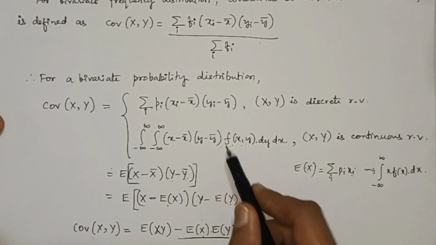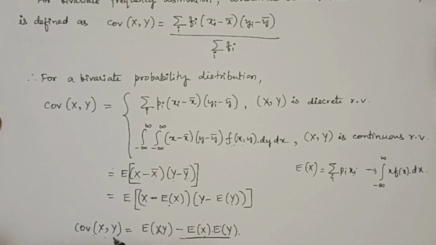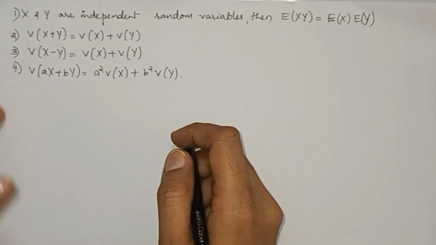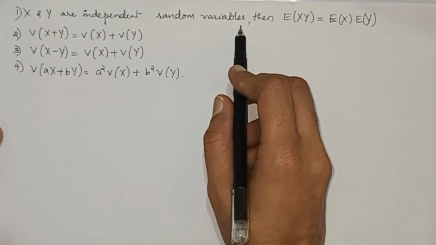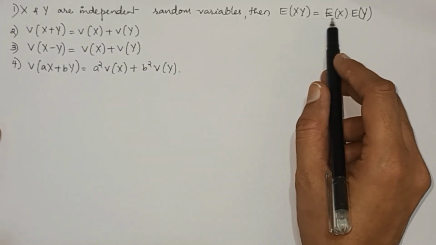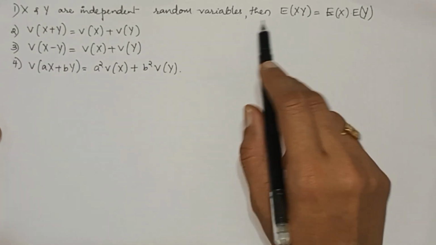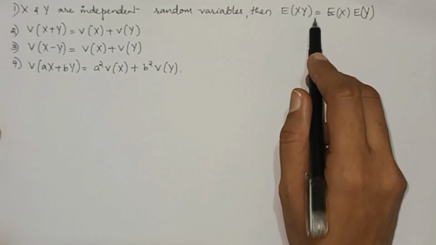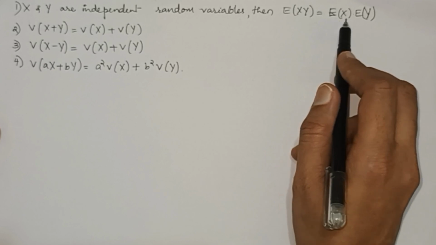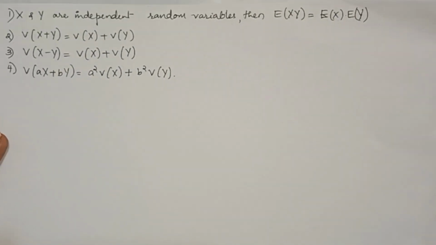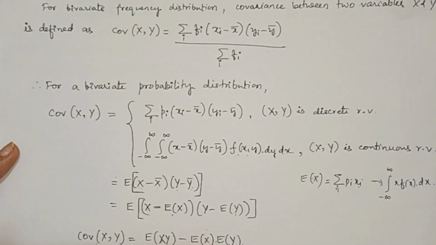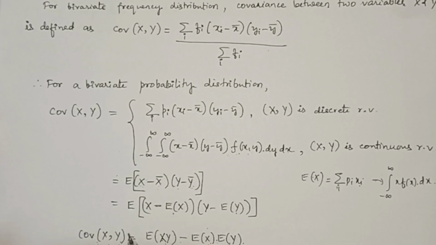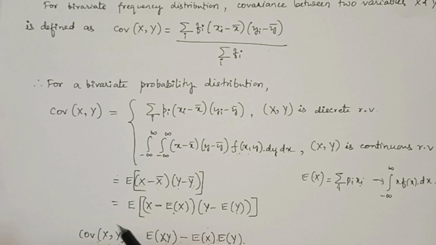So in terms of expectation, covariance of bivariate probability distribution is given as E of xy minus E of x into E of y. Now if x and y are independent random variables, then in that case E of xy equals E of x into E of y. You have seen what independent random variables are. So in terms of expectation, the independence of random variables is defined as E of xy equal to E of x into E of y. That is using the previous formula. Here we got covariance of x comma y as E of xy minus E of x into E of y. If the variables are independent, then there is no relationship between those two variables. Hence, covariance becomes 0.